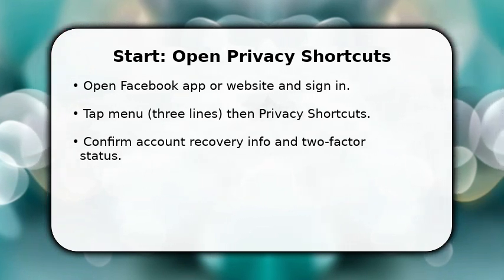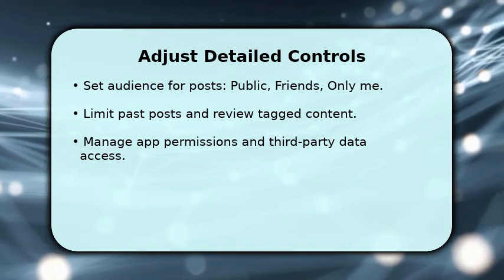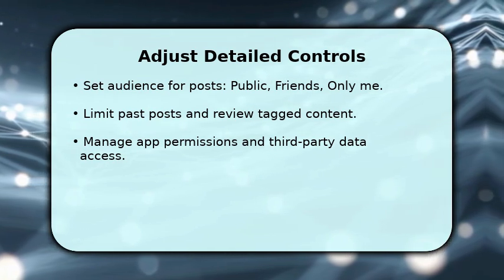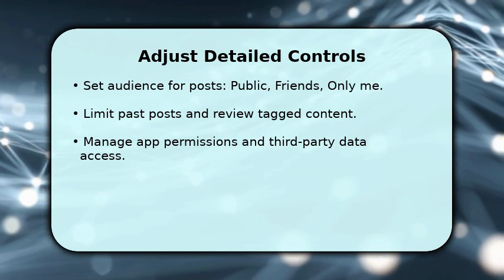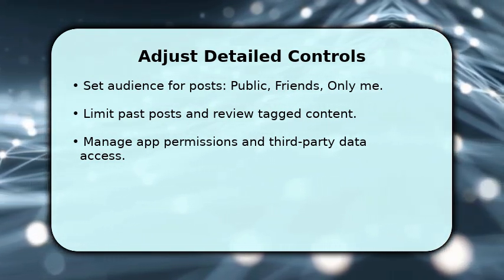Once done with shortcuts, dive into Settings and Privacy, then Privacy Settings to fine-tune visibility. Change default audience for future posts and adjust who can see your friends list. Use Activity Log to review and remove tags, and limit visibility of past posts with the Limit Past Posts option.